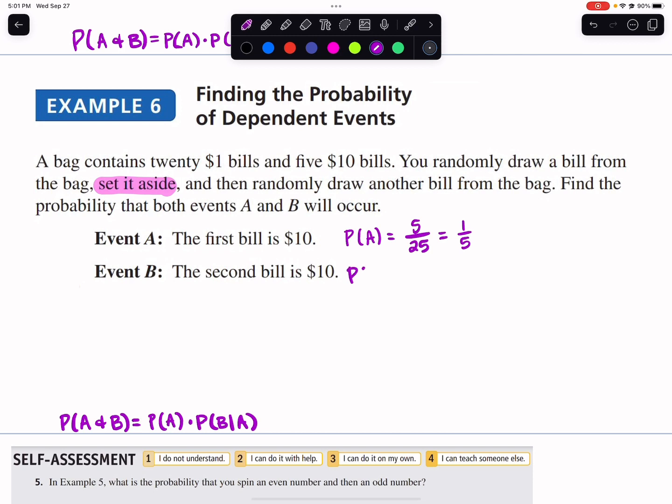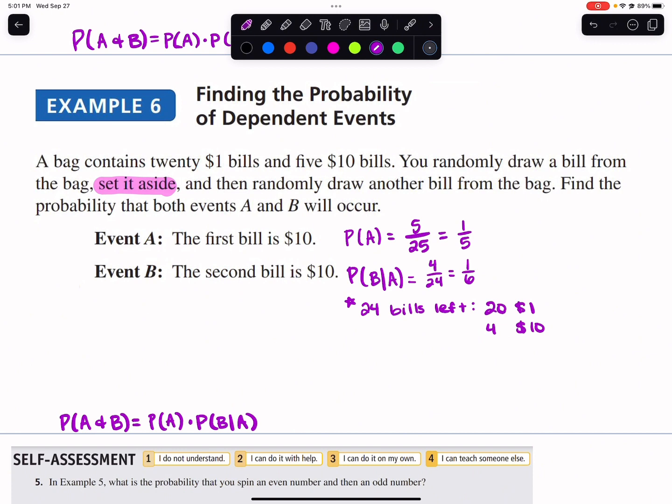All right, probability of B given A. So when I already pull out a $10 bill, now I have 24 bills left. I still have 21 $1 bills, but now I only have 4 $10 bills. So now the probability that I pick a 10 as my second bill, I've got 4 10s left out of my 24 total. And I'm going to simplify that by dividing both by 4. So that'll be 1 over 6.